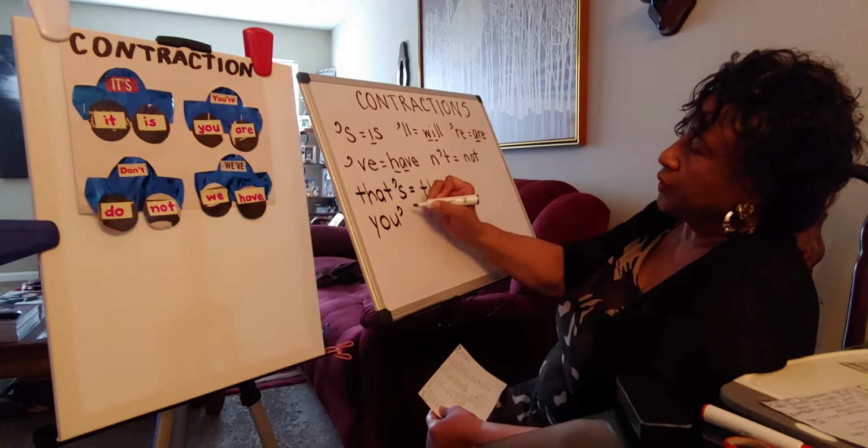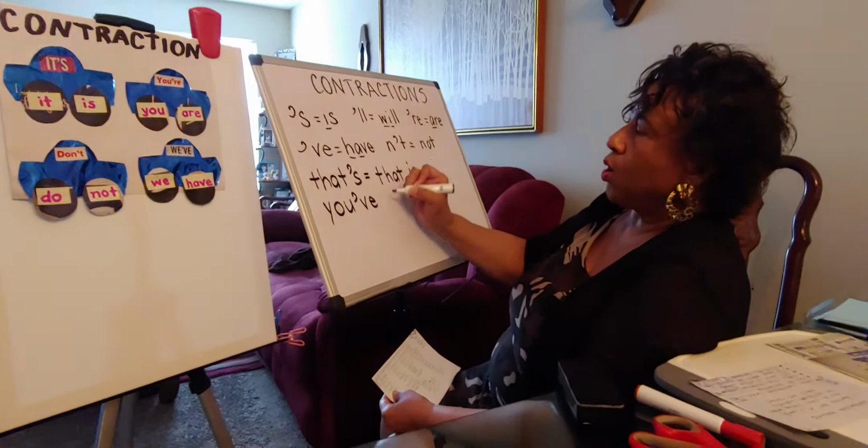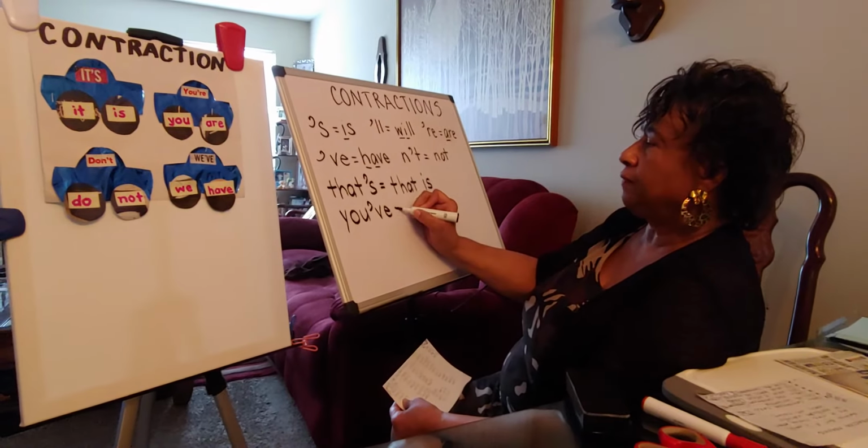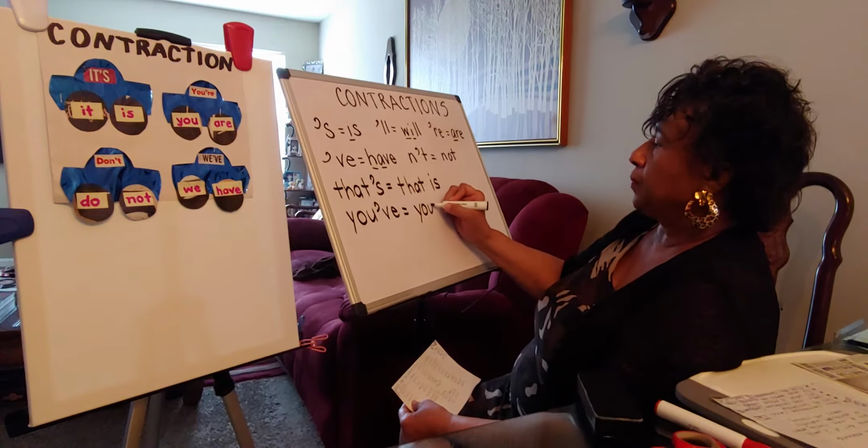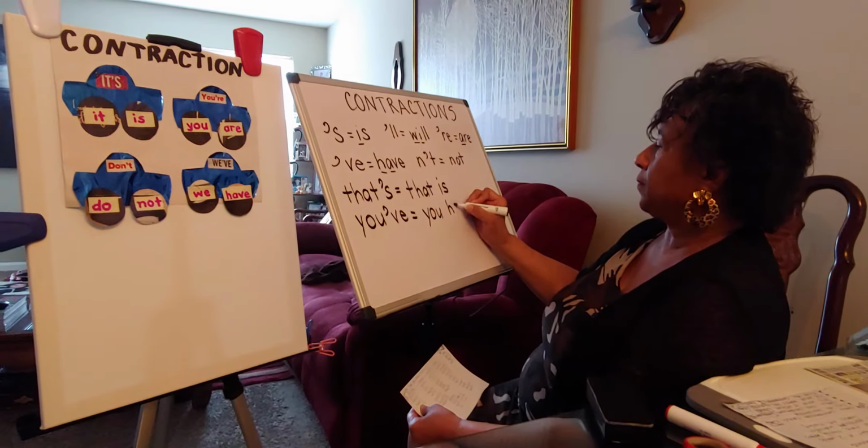You've. How do you spell you've? Y-O-U apostrophe V-E. And what does you've mean? You have.